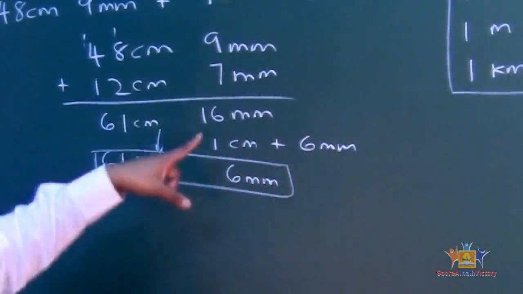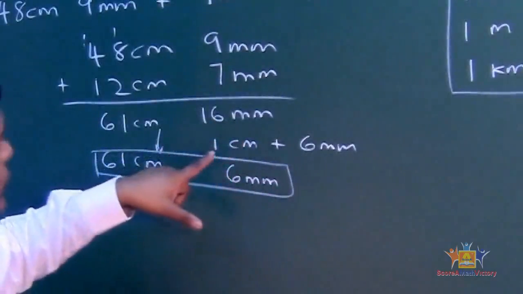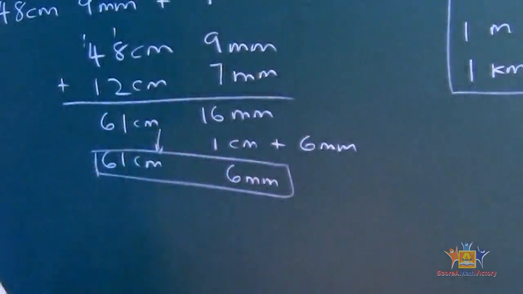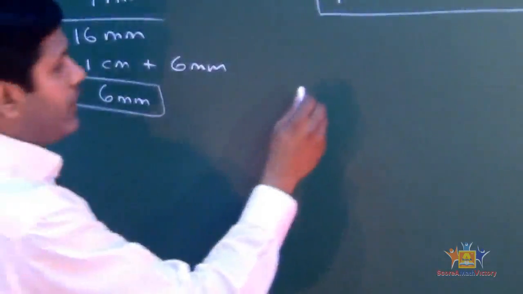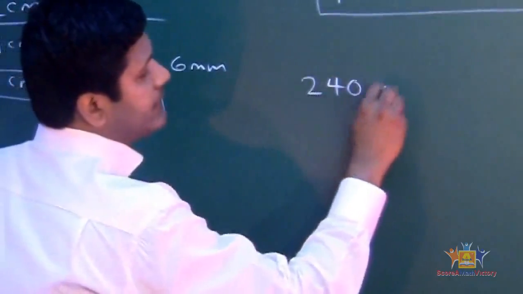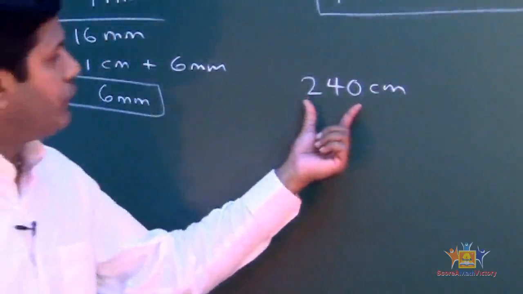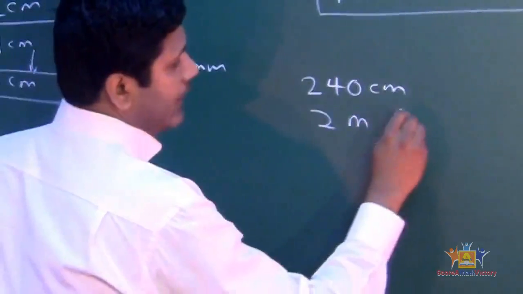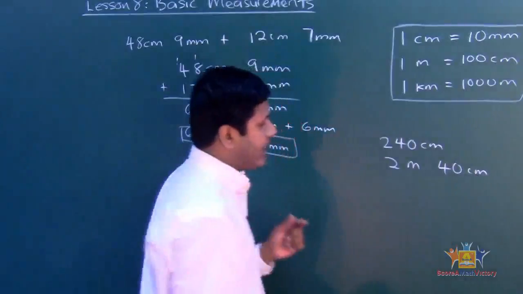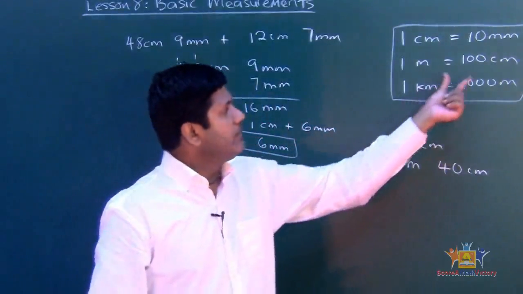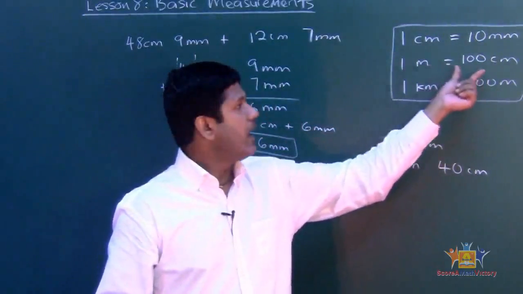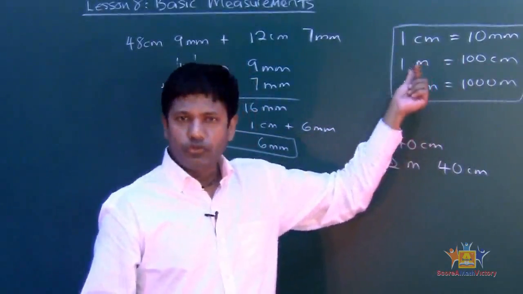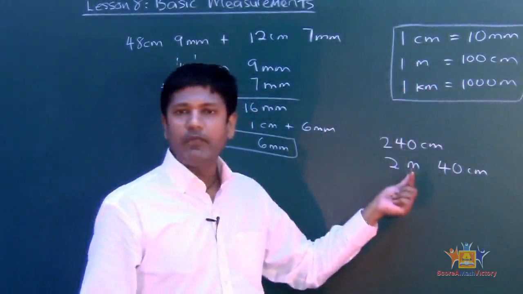Okay, so it's very important to understand, when you have 16 millimeters, you change that to 1 centimeter, 6 millimeters, and then you take that 1 and add on to it. Okay, let's say for example, if I were to have 240 centimeters, I can change that to 2 meters and 40 centimeters. Why is that? Because 200 makes 2 meters. See that? 100 centimeters makes 1 meter. 200 centimeters makes how many meters? 2 meters. See that? So this is the proper way of expressing it.